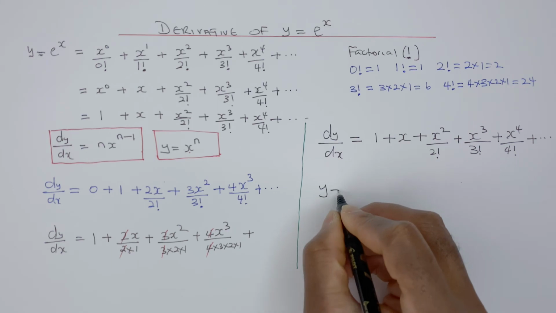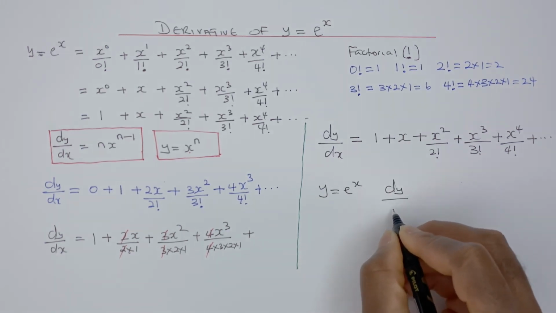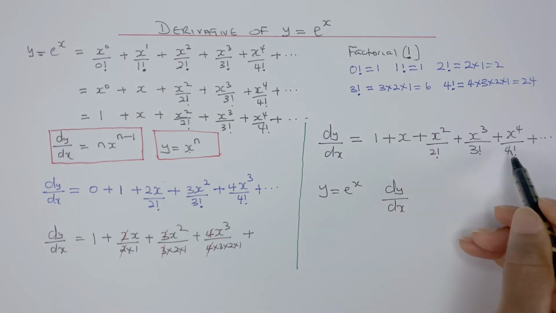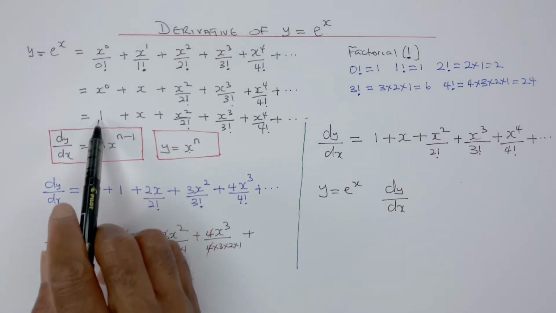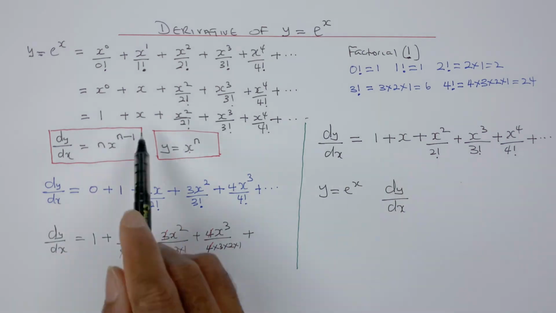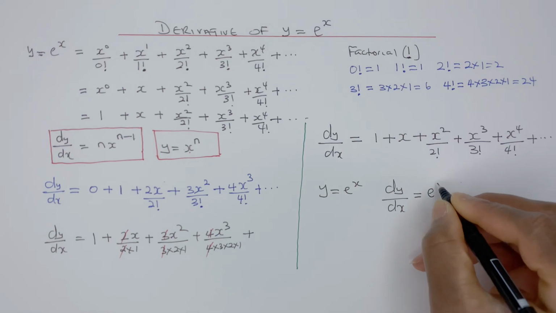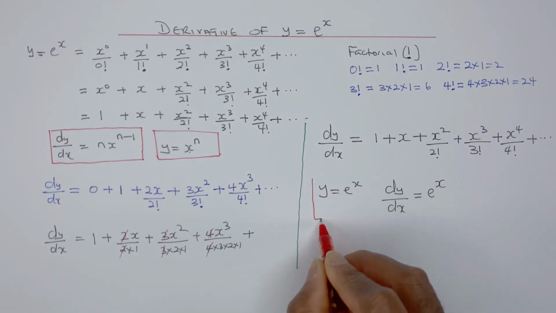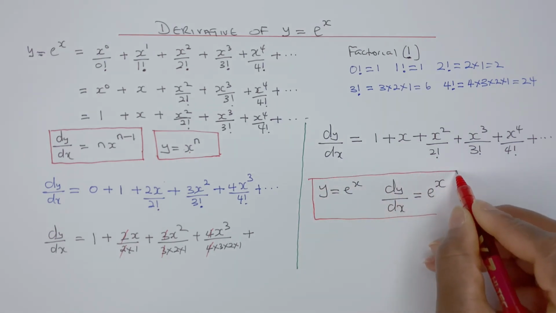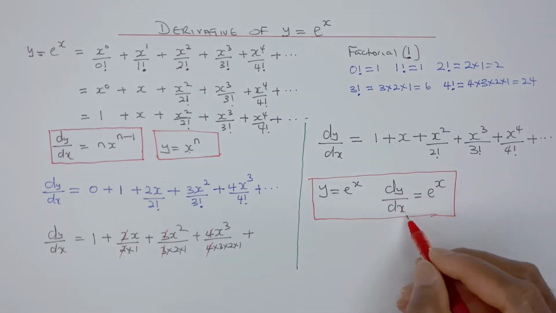When y equals e to the x, the dy/dx is the same thing as e to the x, because this is e to the x, that's e to the x, and that's e to the x. So dy/dx is also e to the power of x, and that's the derivative of e to the x. The derivative of e to the x is e to the x.